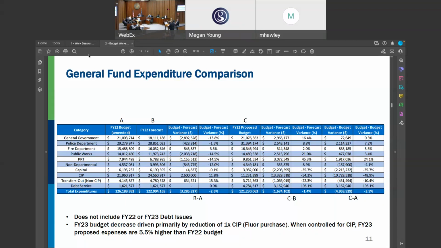And so what I'm telling you is if you take that out and you just look at operating expense to operating expense, we're about 5.5% higher next year than the current year, which is again driven by inflationary pressures, proposed enhancements in parks, recs, and tourism, and an increase in our debt service due to the issuance of the NIB and public safety campus debt.